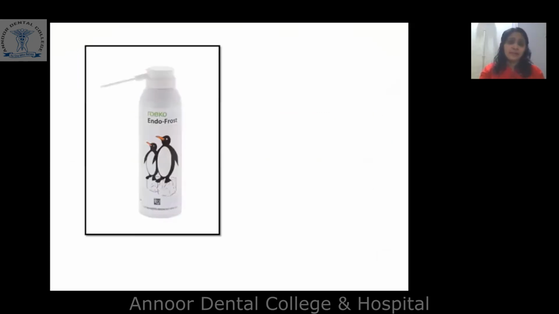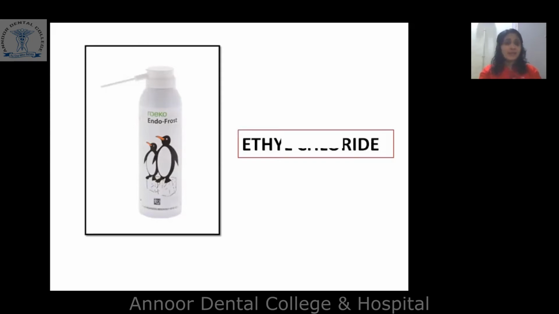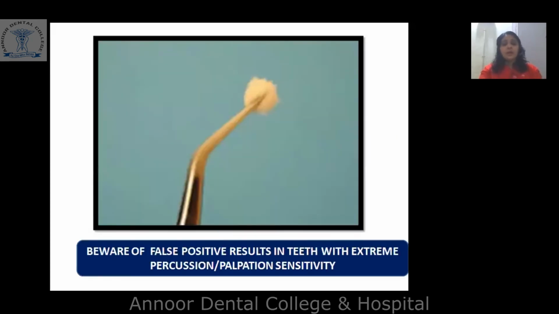Now, there are different techniques in cold test itself, different materials to test it. In that, we have our Endo-Frost and ethyl chloride. But it's always better you use your Endo-Frost because its temperature is very low, unlike ethyl chloride. Because the mechanism of cold test is that the lower the temperature, the better results you get. And beware of false positive results in the teeth with extreme percussion or palpation sensitivity.